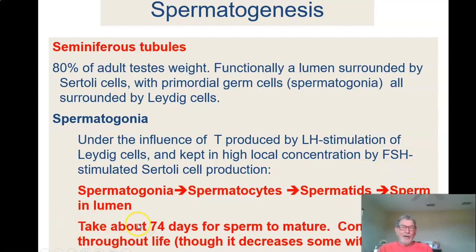It takes about 74 days. Males make sperm their whole lives. It decreases a little with age, but there are guys in their 80s and 90s that father kids. Whether it's a good idea or not, it happens. But it takes about 74 days for sperm to mature, and you're constantly making sperm.